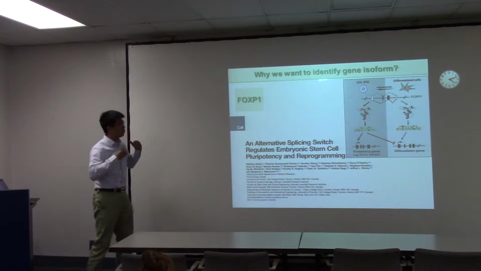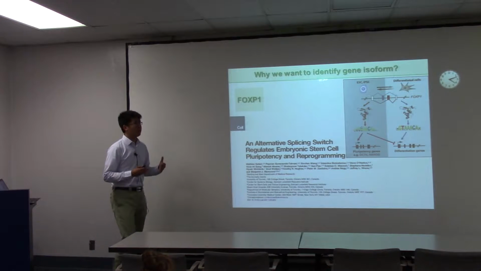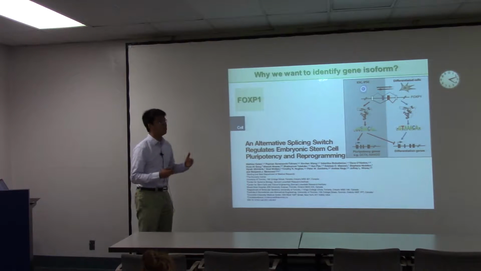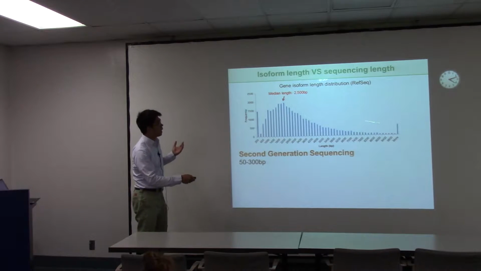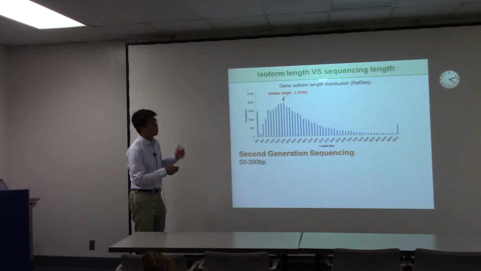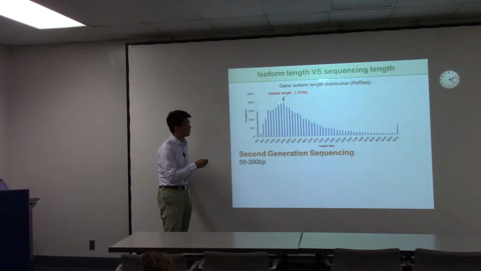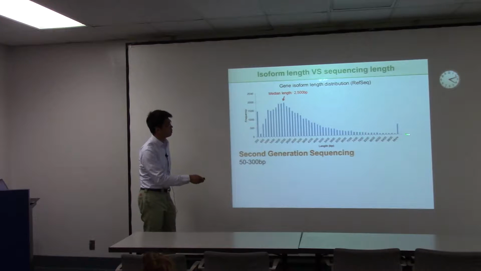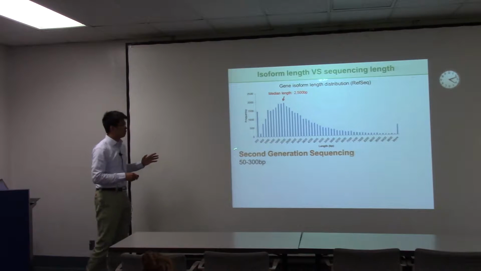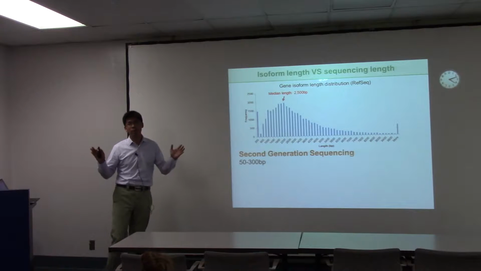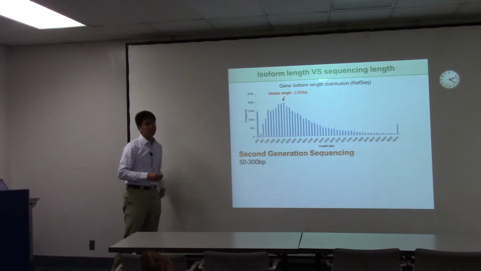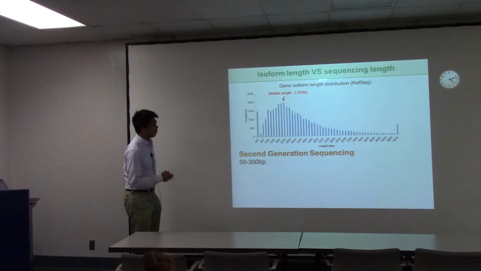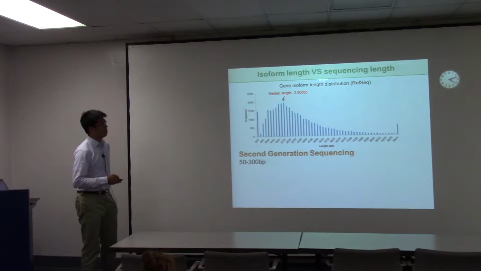So you can see, if you want to understand a gene's function deeply and thoroughly, you had better understand which isoform it expresses. Here is the isoform length distribution in the human genome. We have a peak around 2,500 base pairs, and we also have a significant number of isoforms longer than 5,000 base pairs. A lot of methods have been developed to use second-generation sequencing, I mean Illumina sequencing data, for example reads from 50 base pairs to about 300 base pairs, to reconstruct the isoforms, or so-called transcripts. However, it's very difficult, although many methods have been published.